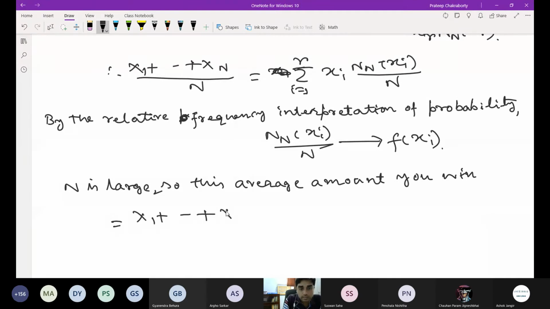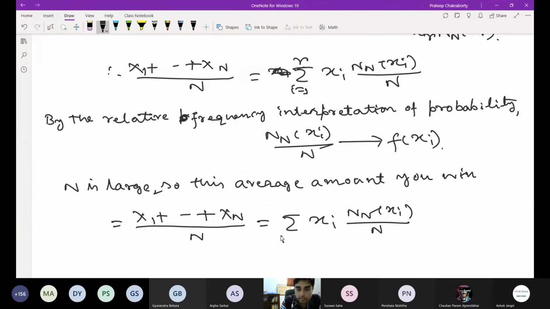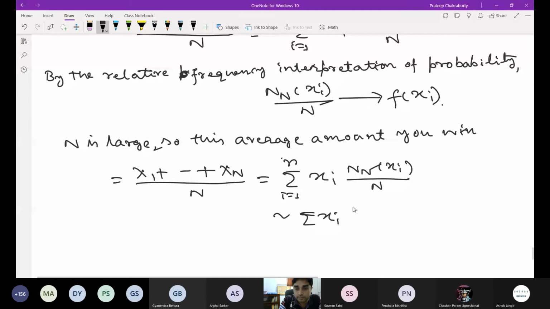(x1 plus ... plus xn) by n, which is equal to the summation of xi by n, which is close to xi f of xi. Okay, this is not "goes to", this is "close to". This is very much approximated by f of xi.